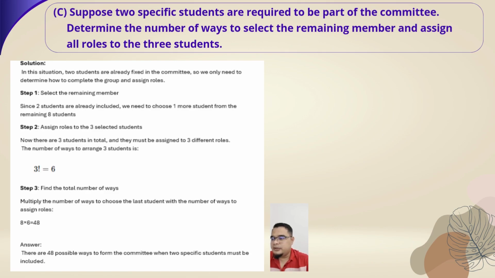And then step 3, find the total number of ways. Multiply the number of ways to choose the last student with the number of ways to assign roles. And then this is the answer. There are 48 possible ways to form the committee when two specific students must be included.